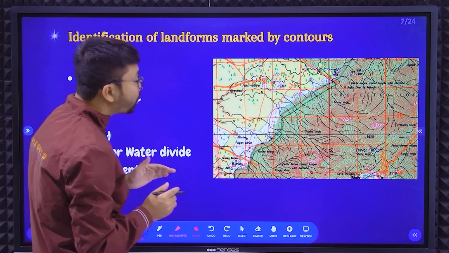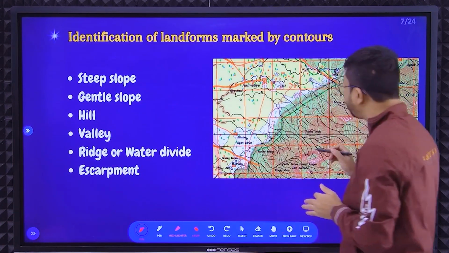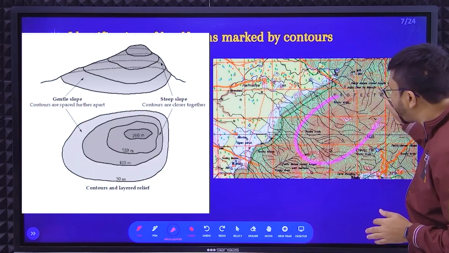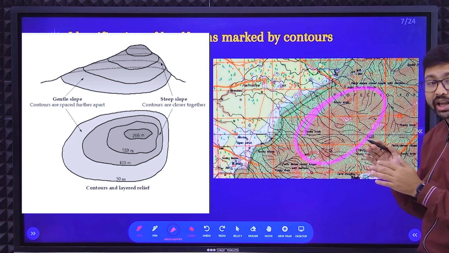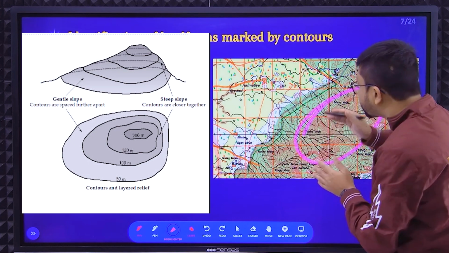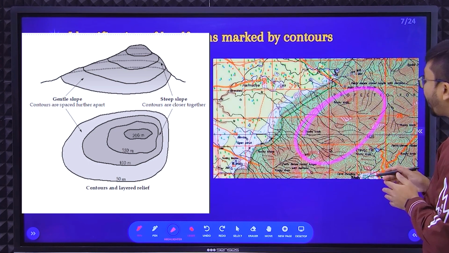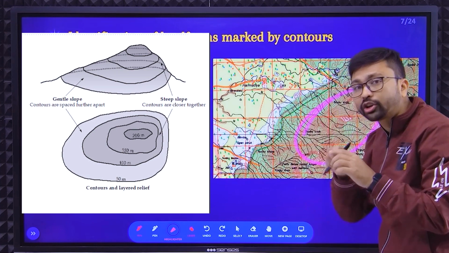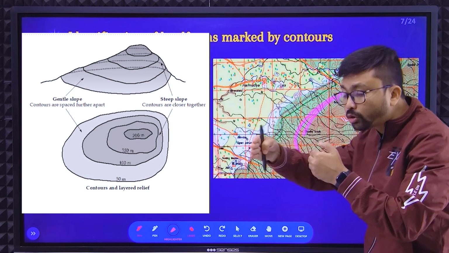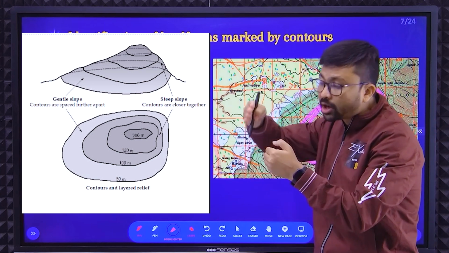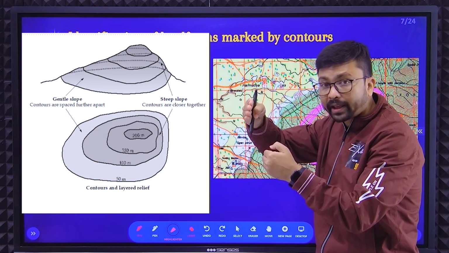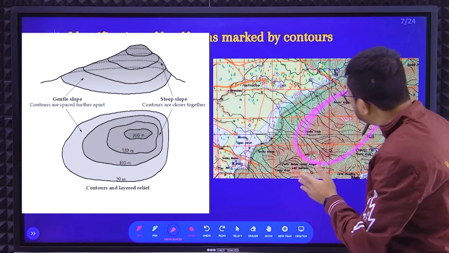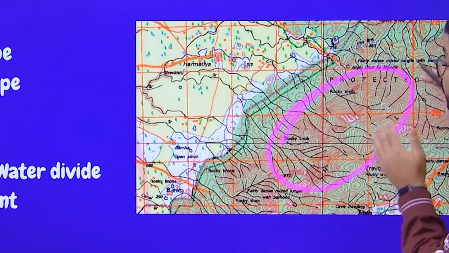Remember, for a steep slope, the contour lines will be very close. Here you can see those contour lines in that area are very close. So when the contour lines are very close, it means there will be a steep slope. Because the vertical gap between two consecutive contours is 20 meters, if the contour lines are very close, it means the slope will be more. So where the contours are very close, there will be a steep slope.